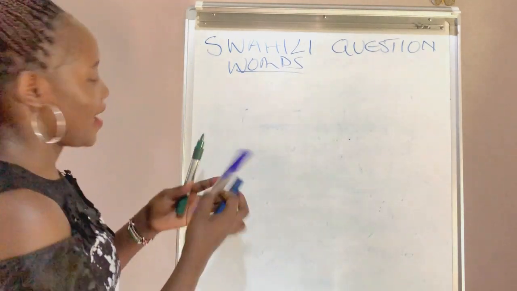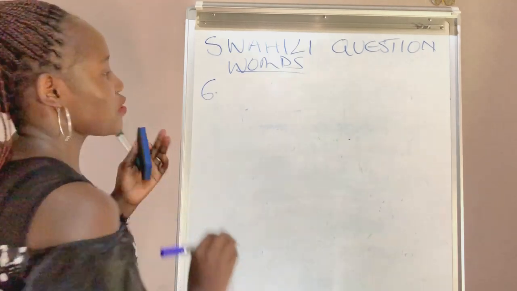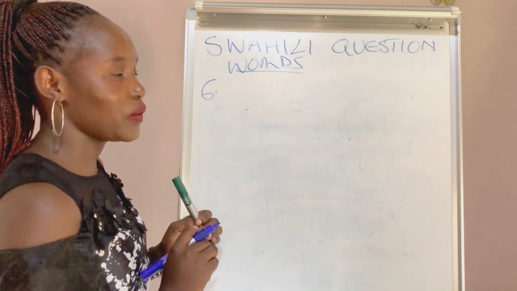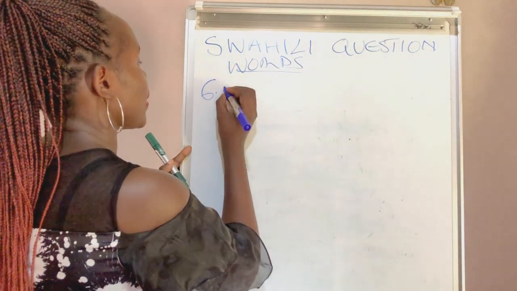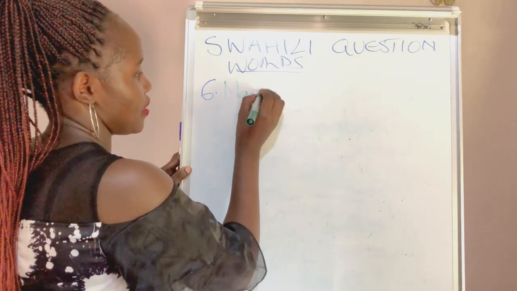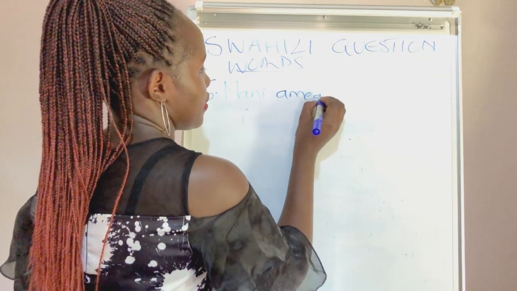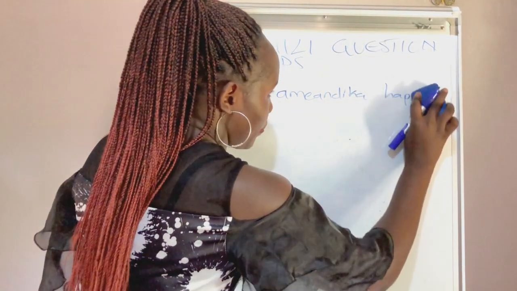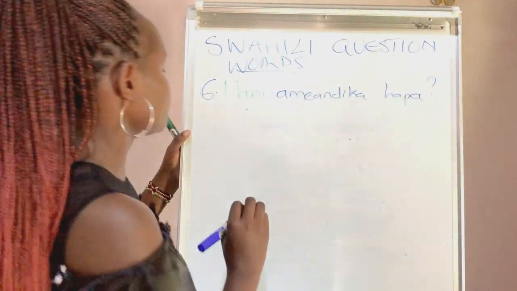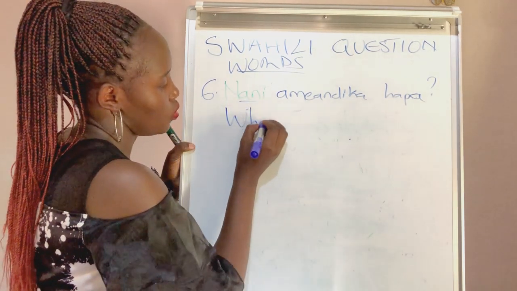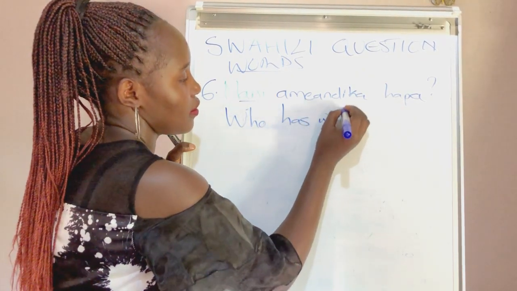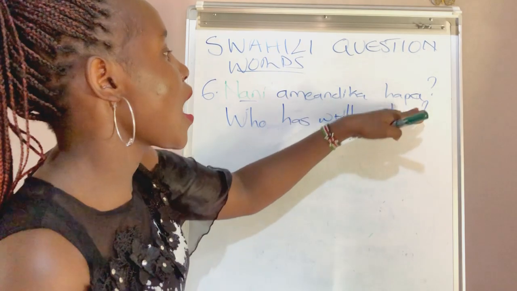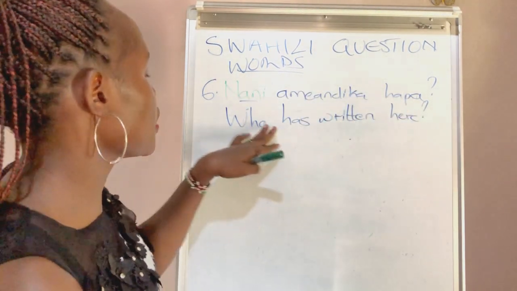Okay, on to our 6th sentence. The 6th one was nani. Nani means who. So we can say nani ameandika hapa. Nani means who. So who has written here. Good. Nani ameandika hapa to mean who has written here.